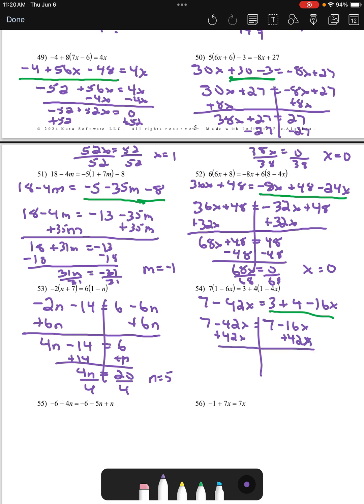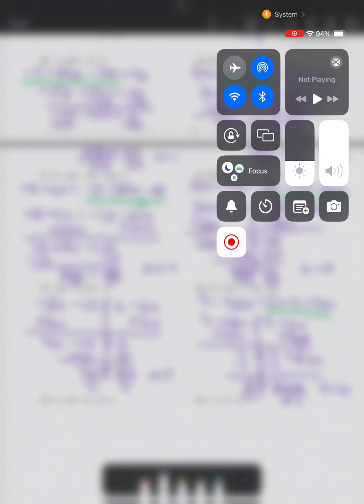The smaller x is the negative 42x, so we're going to add 42x to both sides. That gets us 7 equals 7 plus 26x. This looks like it's going to not be great because of the 26, but everything's going to be just fine, and you'll see why right now. Subtract 7 from both sides, and we get 0 equals 26x. We like it when 0 shows up. Divide both sides by 26, and 0 is equal to x.